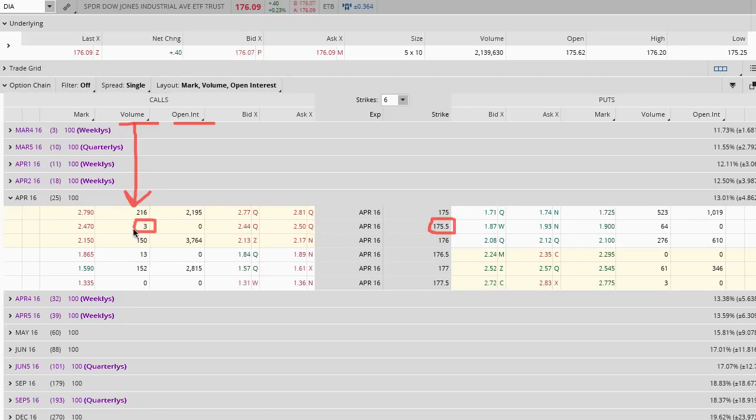That's really not too many. That's not a lot of volume. On the other hand, you can see the 176 strike calls, which are here. So 176 on the call side.